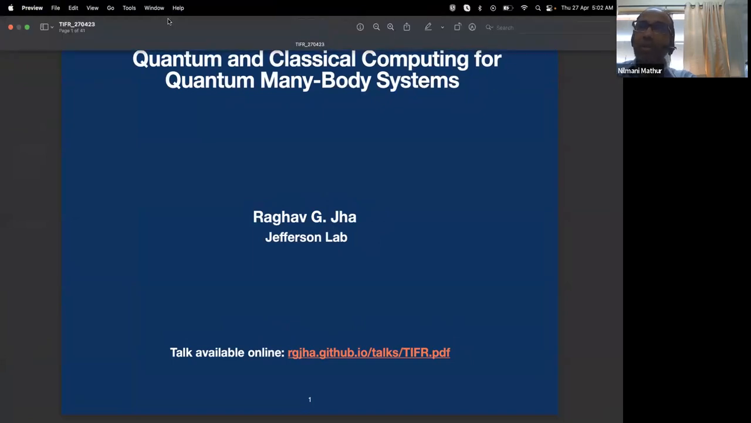So it's my pleasure to introduce Raghav Jha. He's working at Jefferson Lab in USA. Raghav did his Masters from St. Xavier's College in Calcutta, and then he went to Syracuse University and did his PhD under Simon Catterall, and then he went to Perimeter Institute. He was there for 3 years. He recently joined Jefferson Lab and is working there in their quantum computing group.